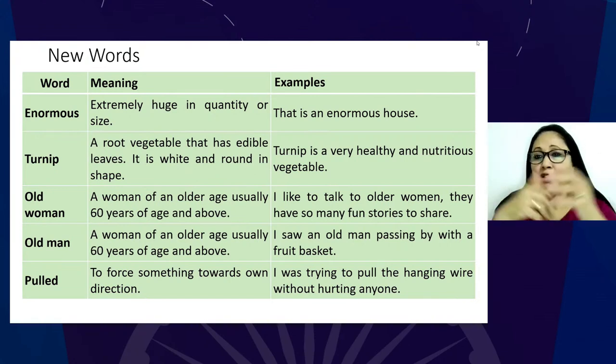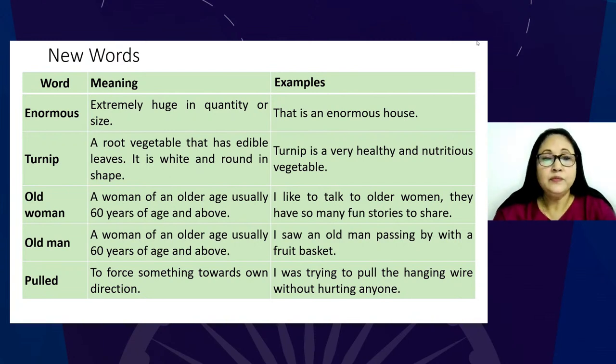So for example, you can say a huge building, or you can say an enormous house. I said turnip. Like Rahul sir just now said that he loves carrot. That is also a root vegetable. So here we are talking about a turnip, which is a root vegetable. And children, you know, the leaves are also edible. You can eat the leaves, and it's very, very nutritious for our health. So it's a very, very healthy vegetable.